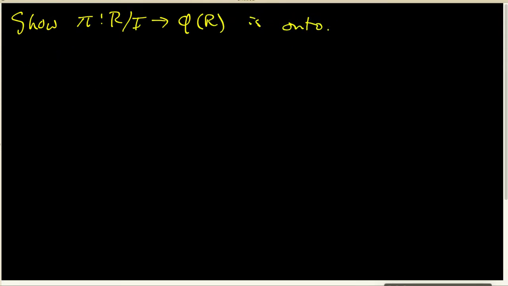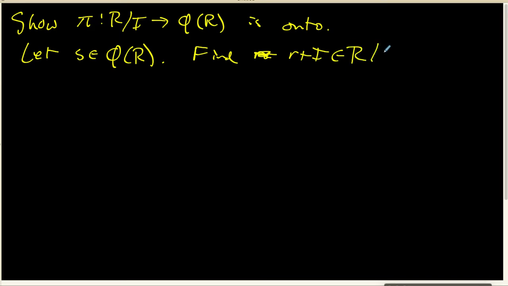Now, in order to show something is onto, we have to pick something inside the target set. So we're going to let s be any element of phi of R, and we need to find an element inside of the domain of the function. In other words, we need to find a left coset, r plus I, such that pi of this left coset is indeed equal to our little s. This is our goal.